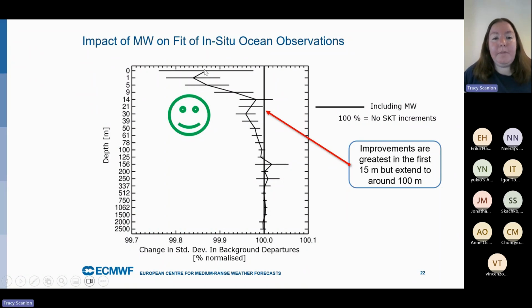And this is both at the top of the ocean, where the skin temperature increments that we've been using would be most appropriate, but also propagates down to around about 100 meters. So this shows that the information that's being passed into the ocean is then being used by the ocean model to improve layers further down. So we're happy with this, and we think that this shows that these observations can really improve our ocean analysis and hence the overall forecast.